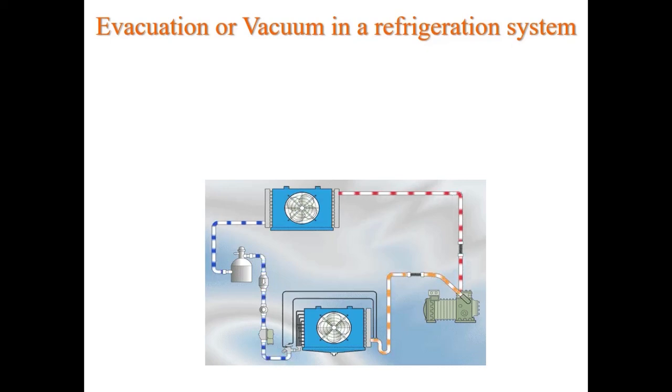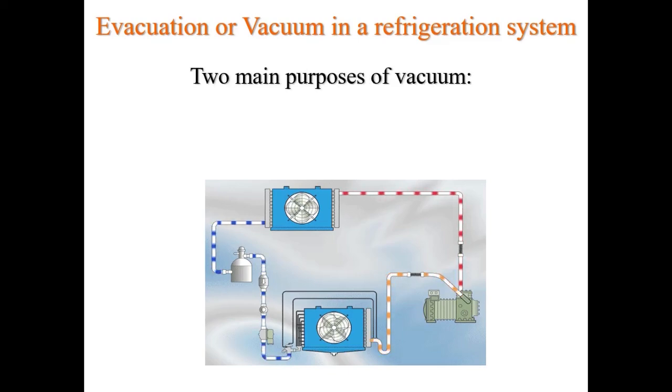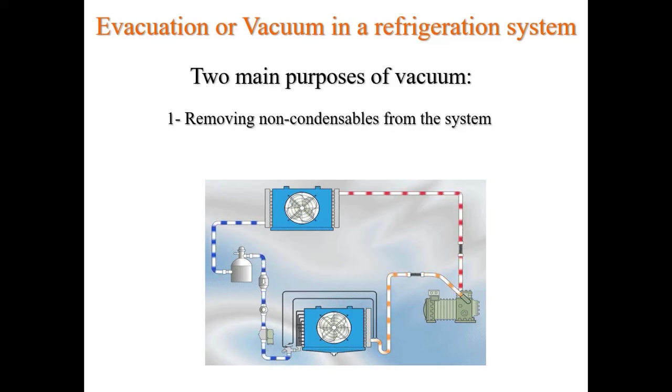Hi everybody, in this video, I am going to explain the evacuation procedure in a refrigeration system and cover some important points. We need to evacuate or vacuum any refrigeration system before charging refrigerant for two main reasons. First, to remove non-condensables like air or nitrogen from the system. If non-condensables are present when the refrigerant is charged, they will cause the high pressure to increase.